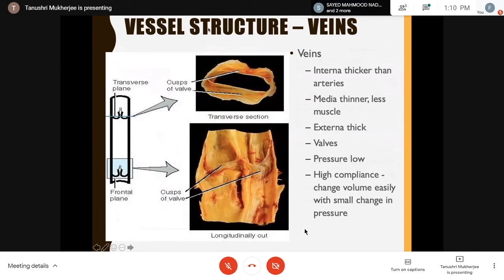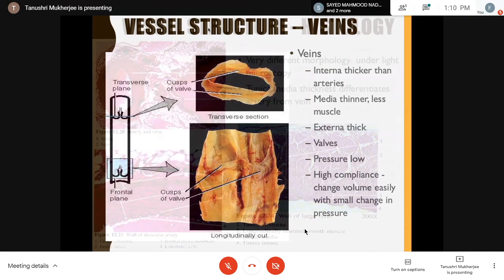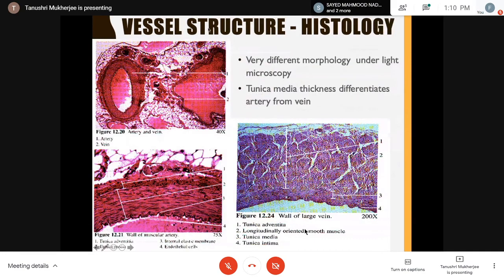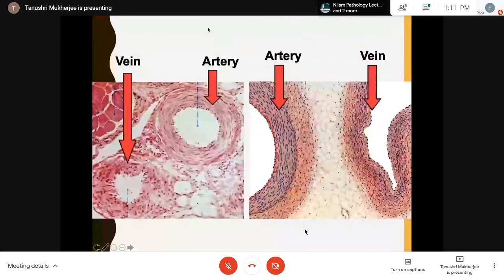So now we can compare the difference, because veins require more distensibility and high compliance. This is the histological section, showing the difference in the morphology under light microscopy. The tunica media thickness differentiates artery from the vein. This is again the photomicrograph showing the difference in the structure of artery and vein.